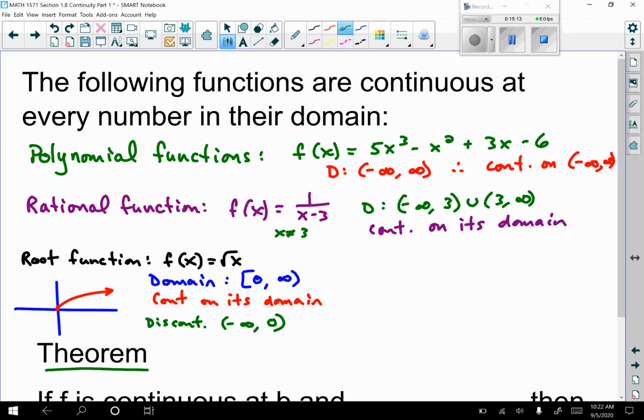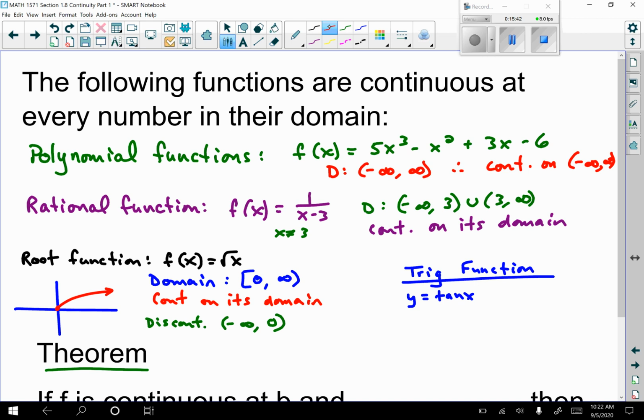And then last type would be a trig function. Now think of like y equals sine x, y equals cosine x. The graphs of those are wave functions that go on forever. So their domain is all real numbers. But let's think of maybe y equals tangent x. Cotangent is going to be very similar. Secant and cosecant, their graphs are also similar because we have asymptotes there.